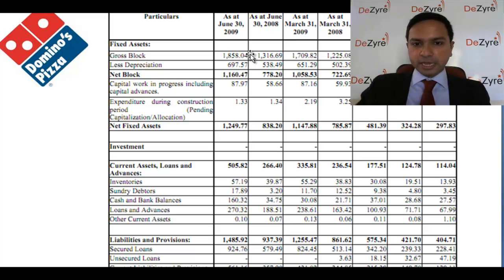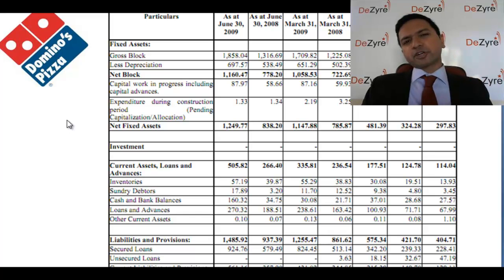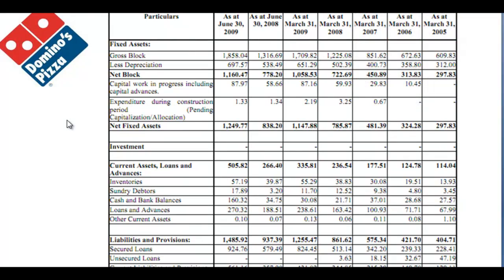But essentially, Domino's capital expenditure, or Capex, can be found in this line here called gross block. That is one example of capital expenditure. And the restaurant industry is kind of a Capex intensive industry, but it may not be the most Capex intensive.